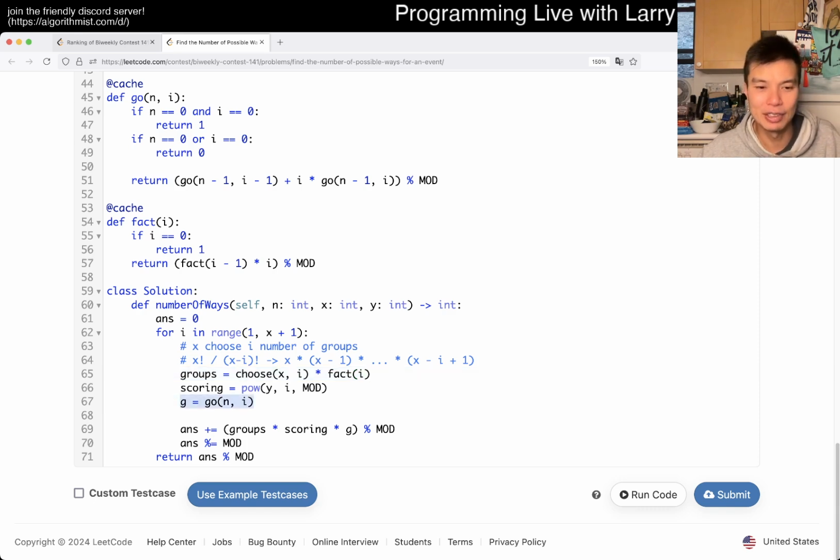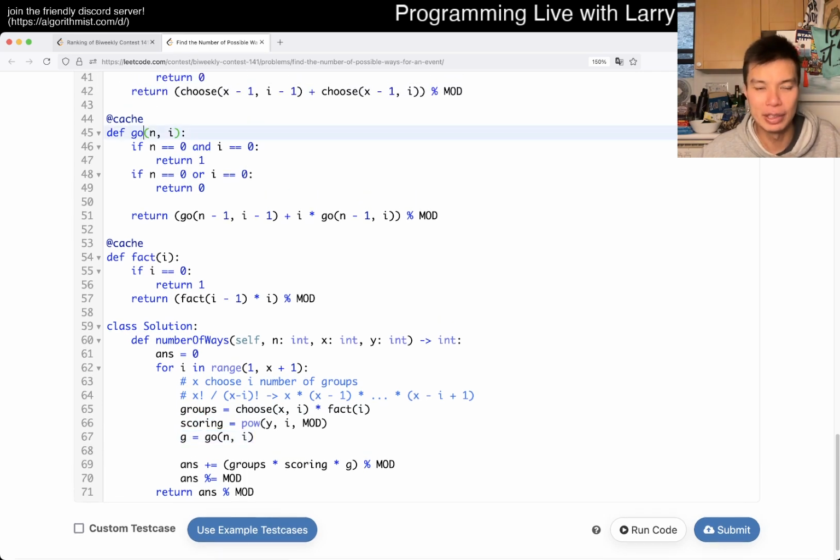And this is the Stirling number of the second kind that we talked about, which is here, which is these base cases. And you just go through this, and then the answer is you sum up all the answers for the number of groups, and then you mod it a couple of times just in case, and that's pretty much it.